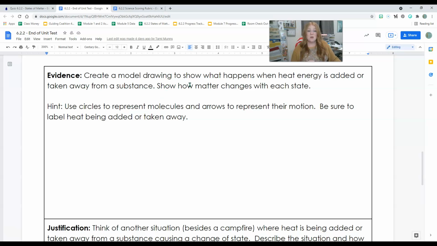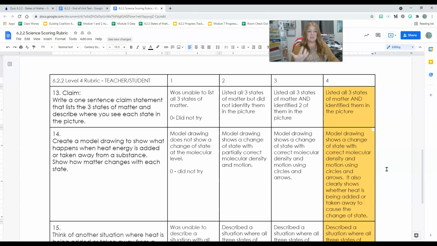Show how matter changes with each state. Use circles to represent the molecules and arrows to represent their motion. Be sure to label if heat is being added or taken away. So you're drawing a model of what happens to the molecules as heat is added and taken away. Your drawing should show the changes from state to state, so the ways they can change. It should show how the molecules are packed together with their density. It should use circles, arrows, marks to show how they move as they change. And it should clearly be stated whether heat is being added or taken away.